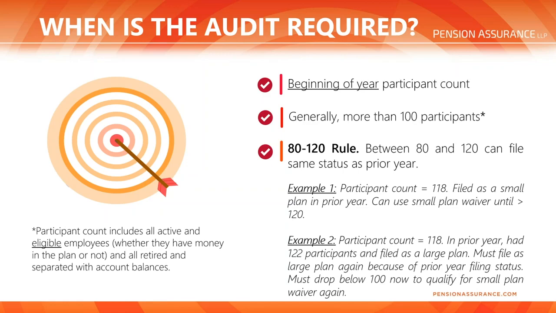So it's very important to pay attention to that count specifically and how your plan is designed. Does it make sense to have people auto enroll immediately, or is it better to have a 6-month provision for participation purposes in that plan?